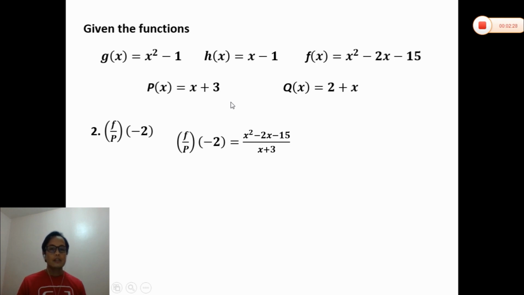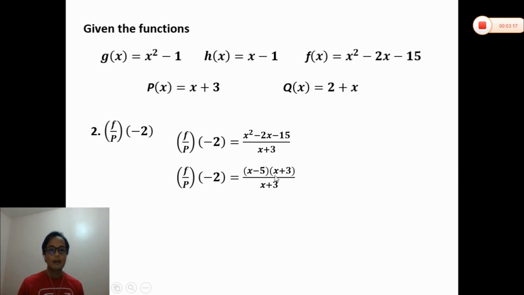Now in this part here, since this is a trinomial and this is factorable, we need to factor out this trinomial for us to check whether there are terms or factors that are common in the numerator and denominator. Since x squared minus 2x minus 15 is factorable, we need to factor that out. That gives us x minus 5 times x plus 3.